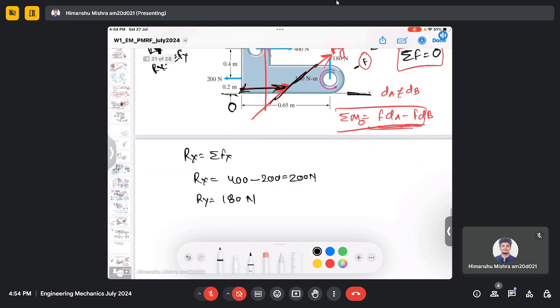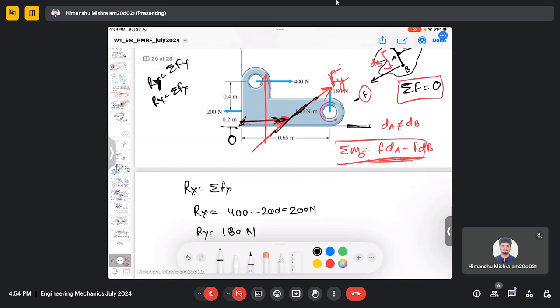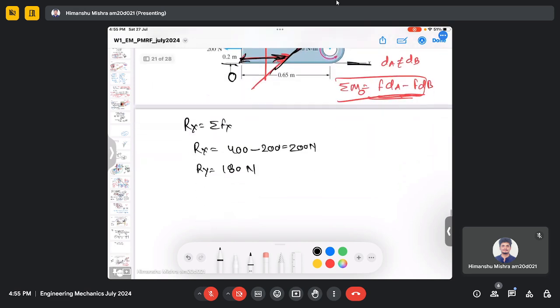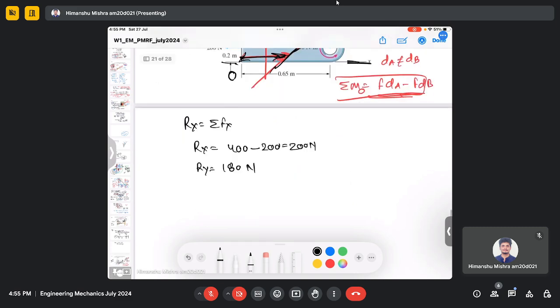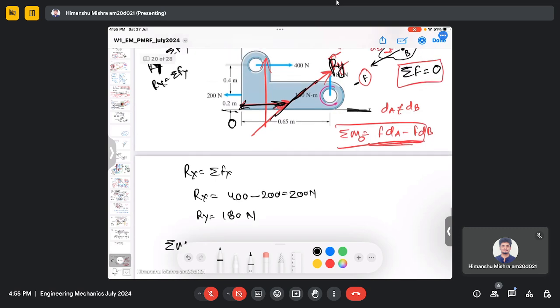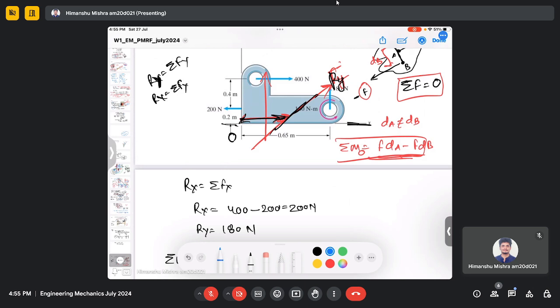Okay, so we know Rx and Ry. We know that this force, which is Ry, is 180 Newton, because this component of force can only intersect the x-axis, and Rx will be intersecting the y-axis. And now we use the moment equation. We take the summation of moments about point O. So it will be due to this force, because it has a perpendicular distance 0.2 from point O. So the direction is this, which is revolving about point O in the counterclockwise direction.